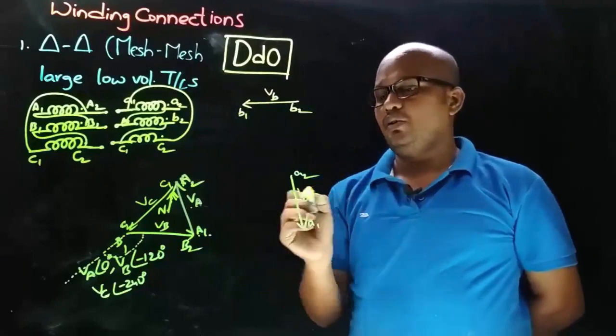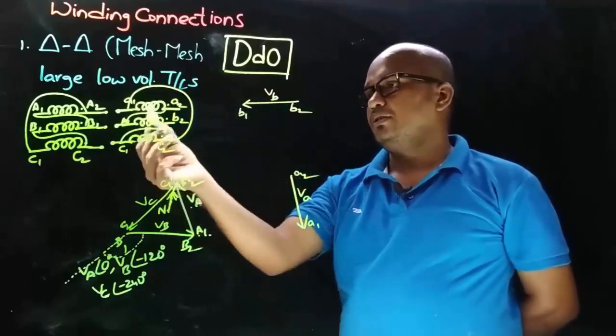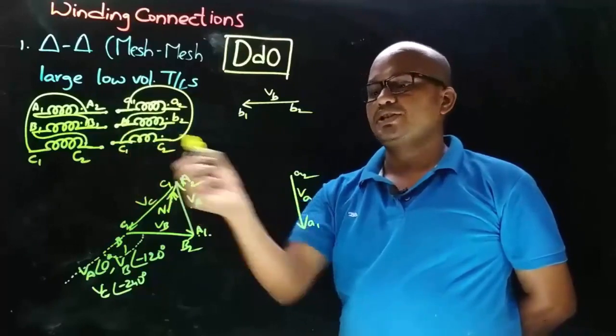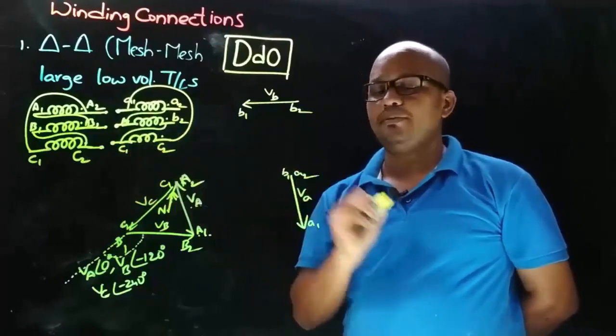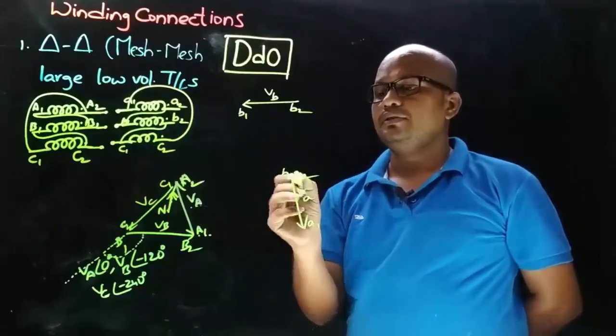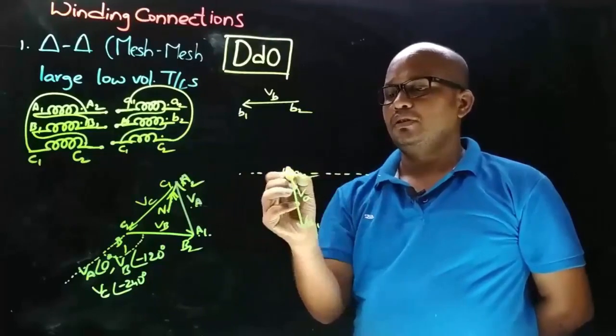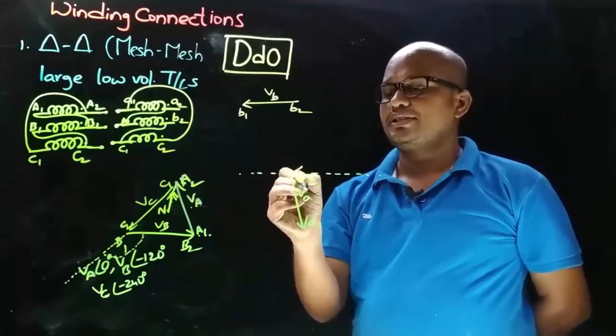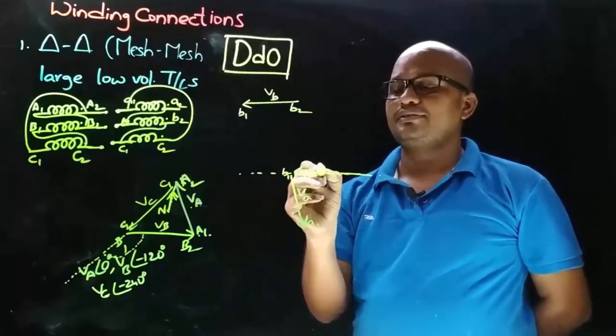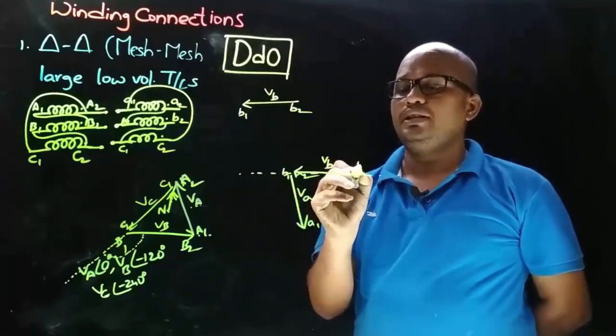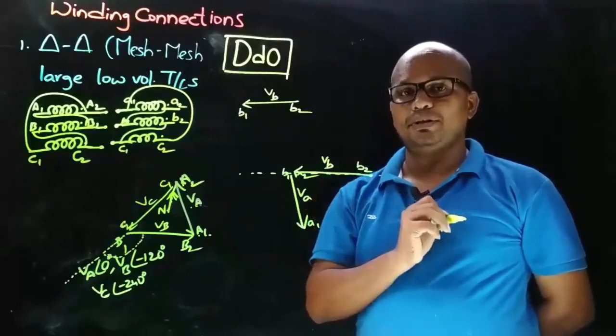Okay, and now observe that to A2 there is B1 connection, means B1 will come here. Okay, so VB phasor is drawn like this. So this is B1 terminal and let this be the B2 terminal.